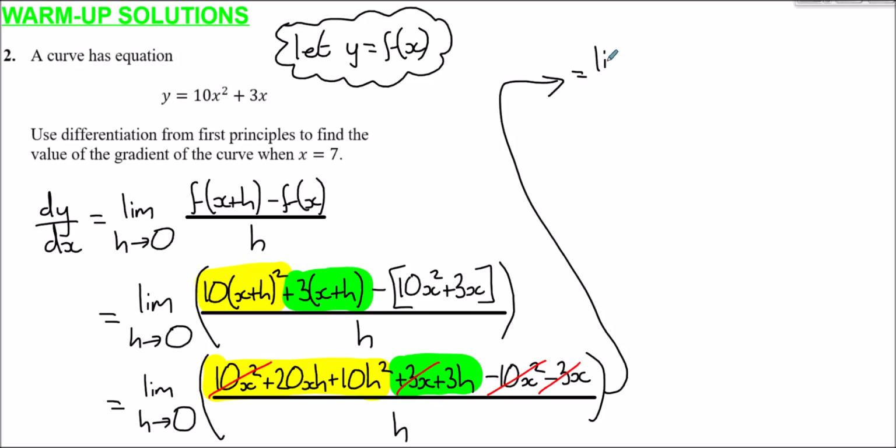So we've got the limit of h goes towards 0. So now we can just think what we're going to have left after dividing through by h. So if we divide through by h, 20xh divided by h, the h's will cancel, that'll just leave us with 20x. 10h squared divided by h will leave us with just an h on the top, so that gives us just 10h.